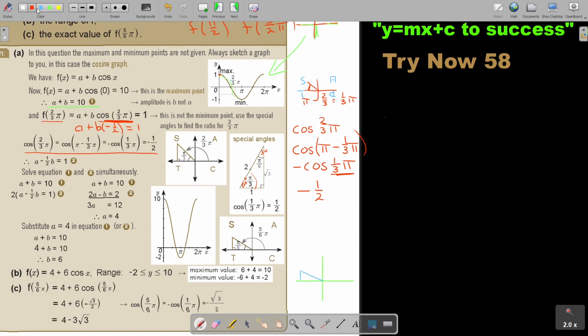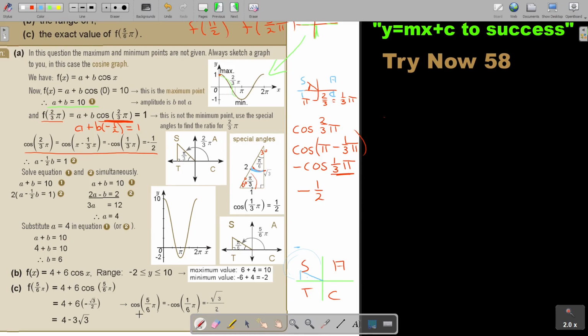And if you think of your cos, it is still going to be what? Negative. But now, I just go from this angle. Just make it blue. From this angle, cos is square root 3 over 2. Are you with me? So it's going to be square root 3 over 2, but because it's in this quadrant, can you see? In this quadrant, cos is negative. And that's why it's negative square root 3 over 2.